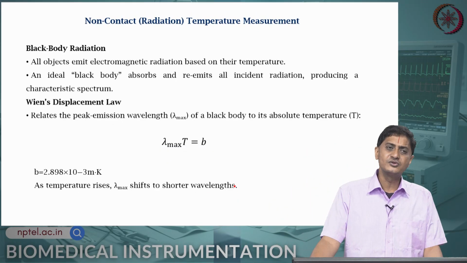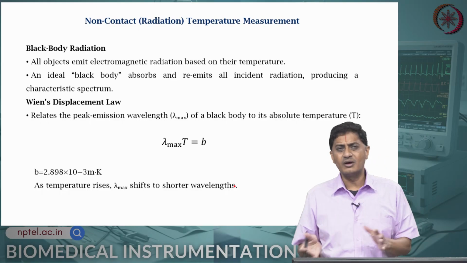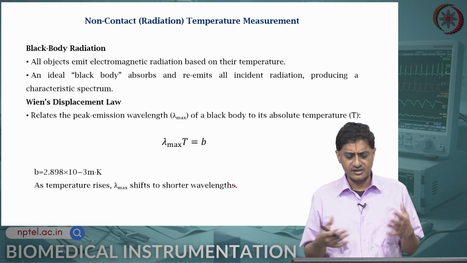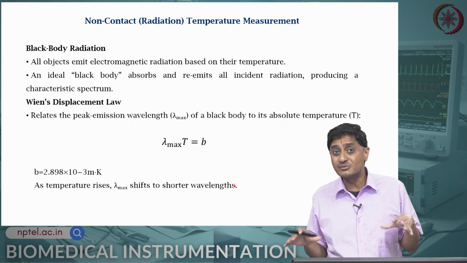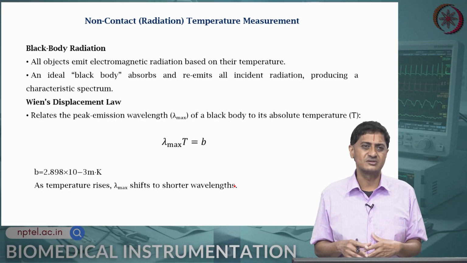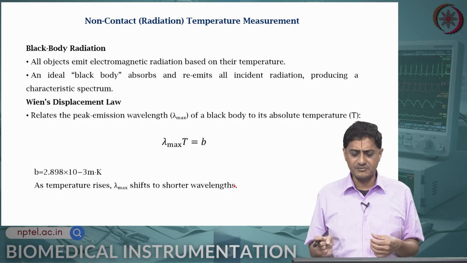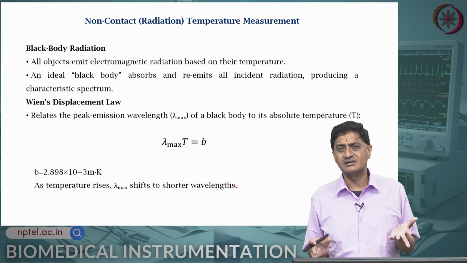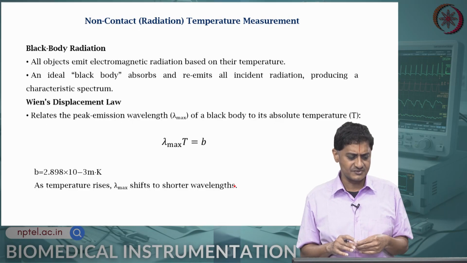The other approach is to use non-contact temperature measurement using an infrared method or the principle of black body radiation. All objects emit electromagnetic radiation based on their temperature. So, when a person is there, different parts of the body are at different temperatures. Inflamed parts of the body have a higher temperature within the same person. An ideal black body completely absorbs and re-emits all incident radiation, producing a particular characteristic spectrum.